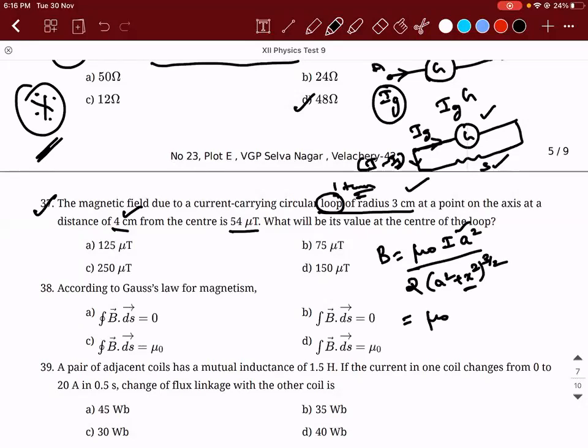So mu naught, what is that we don't know in this question? B dash, if I call this as B dash, we don't know the value of current. Mu naught I into a square is 9 divided by 2 into a square plus x square will be 25. So 25 power half, it becomes 5 cube.